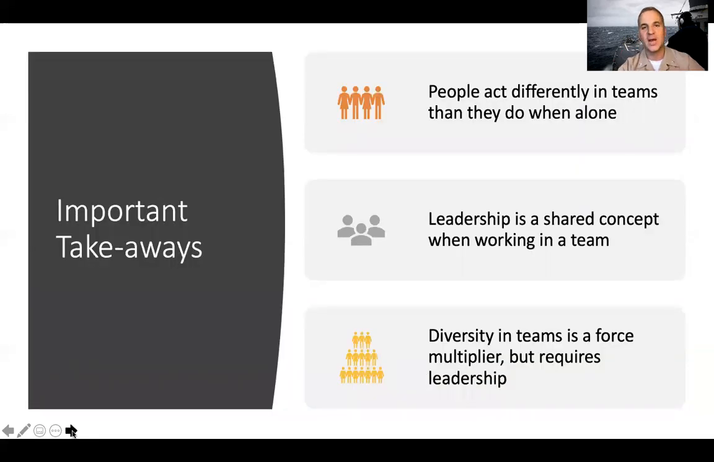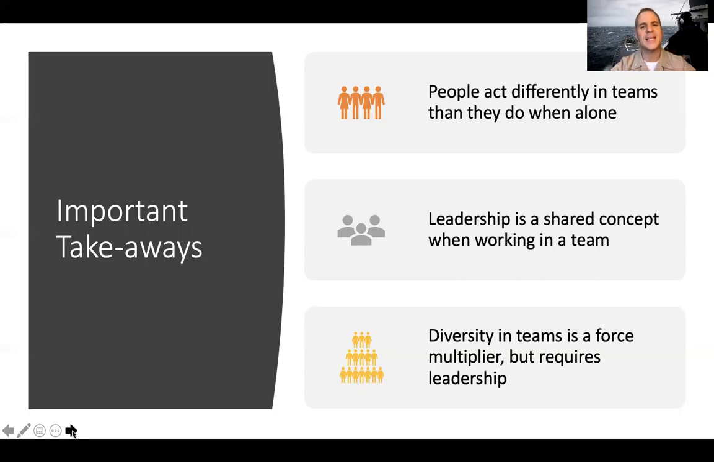Now, we have some important takeaways for our lessons here. And look, we're going to cover a lot of material during this module. And some of it's going to be about teams and how people behave in teams. And here's my takeaway there. People act differently when they're in a team. Norms start to come into play. There's social loafing, there's social facilitation. We're going to talk about all of these things, but people act differently when they're on a team or even in a group than when they're alone. And so as a leader, you need to be aware of that. But we're going to explore that a little bit.